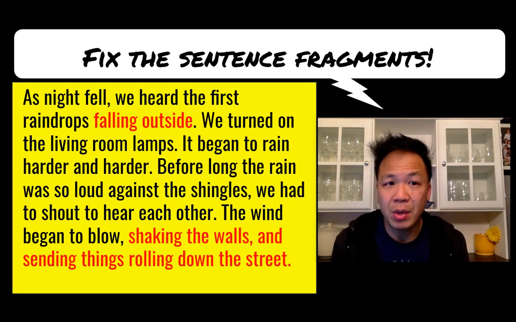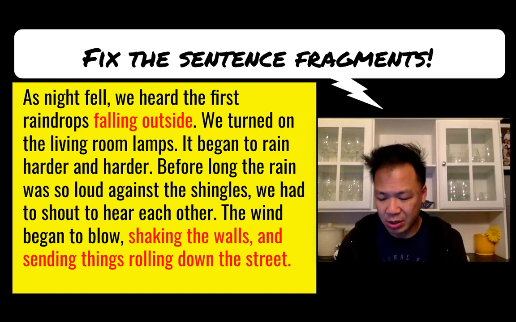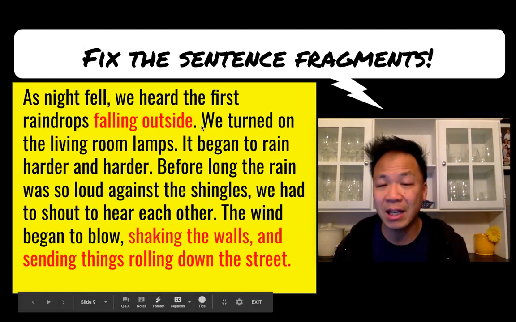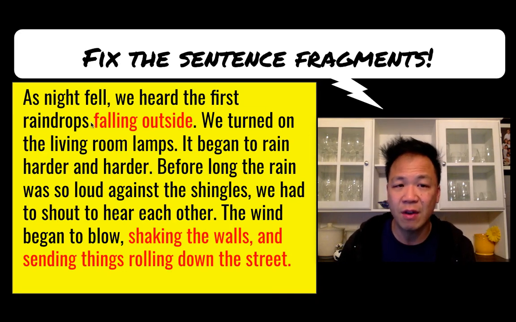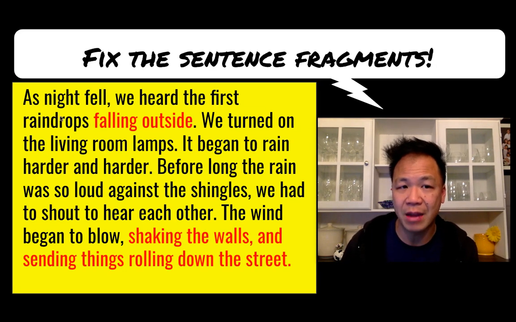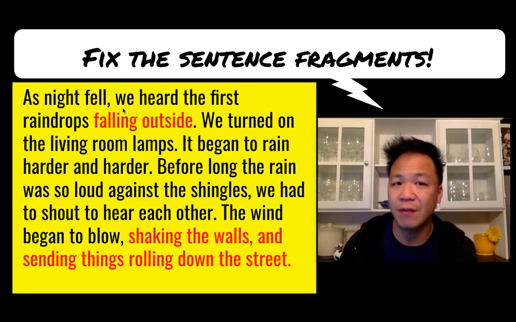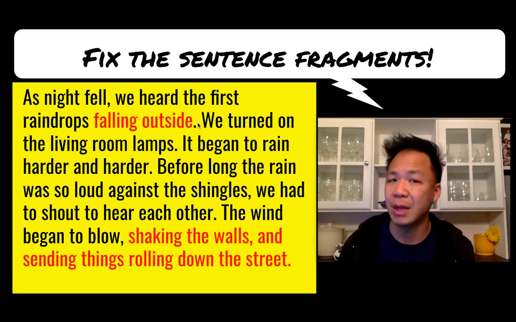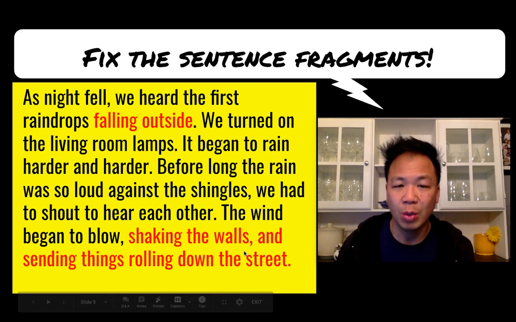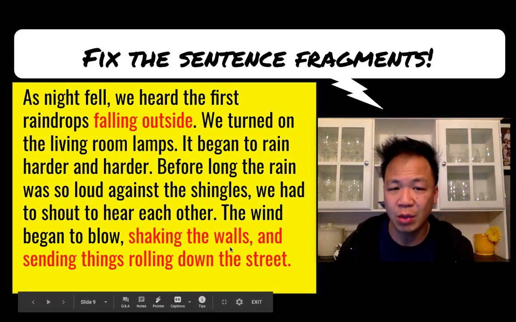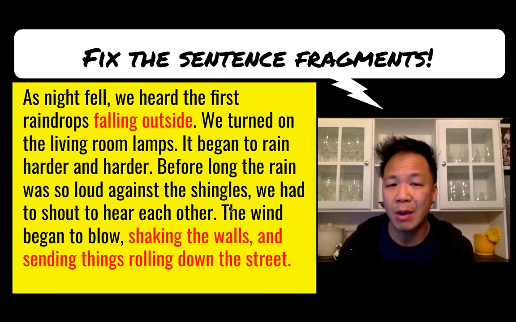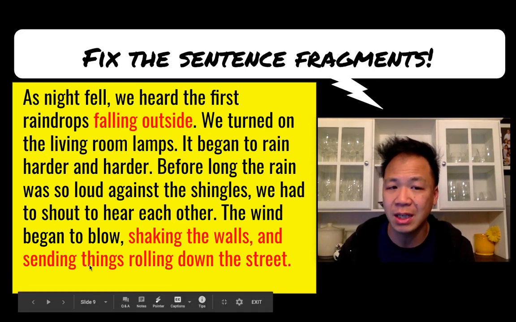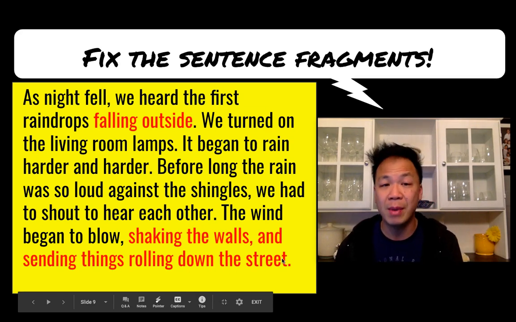So how do we fix them? Well, one of the easiest ways is we start figuring out where they can go and we can connect fragments to other sentences. Like this one, we just basically stuck this falling outside next to the back of the previous sentence. As night fell, we heard the first raindrops falling outside. Makes more sense. And here, we took both of those fragments, shaking the walls and sending things rolling down the street, and we just, again, used some commas and joined it to the previous sentence because the wind was the thing doing it. So now we have the wind began to blow, shaking the walls, and sending things rolling down the street. Those make sense now.